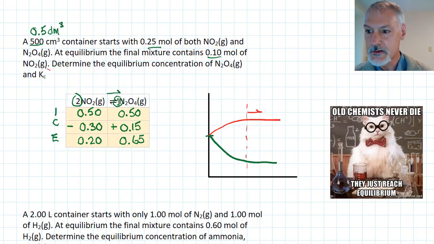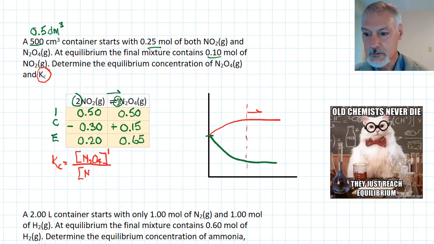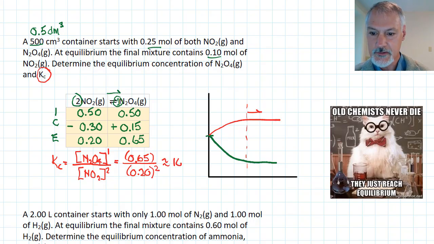This question also asks us to determine what the equilibrium constant is. So our equilibrium constant is our product, N2O4 to the exponent 1, divided by NO2 squared. So putting in our particular values, we've got our product and our reactant at equilibrium. I have to square that value, and that comes out to approximately 16, suggesting favoring the product over the reactant.